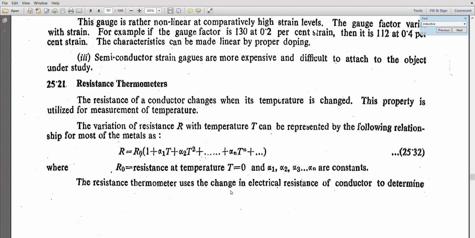Discussing two of the temperature transducers. One is resistance thermometers and thermistors. The resistance of a conductor changes when its temperature is changed. This property is used for measurement of temperature.